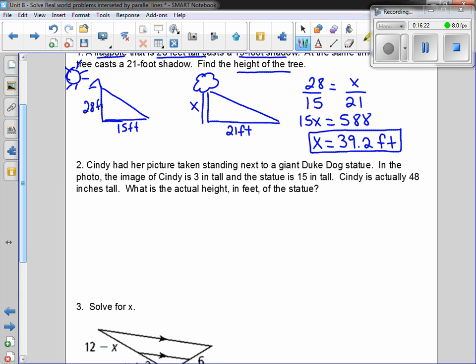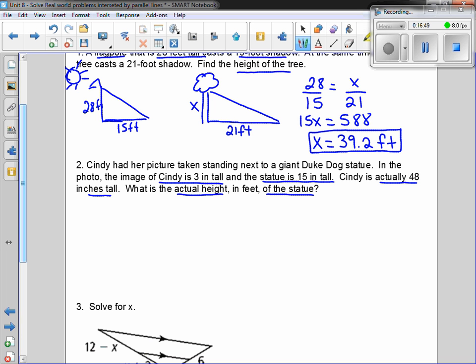Practice problem number 2 says that Cindy had her picture taken standing next to a giant Duke dog statue. In the photo, the image of Cindy is 3 inches tall and the statue is 15 inches tall. So Cindy is actually 48 inches tall. What is the actual height of the statue? We're going to talk about it in feet in just a second.